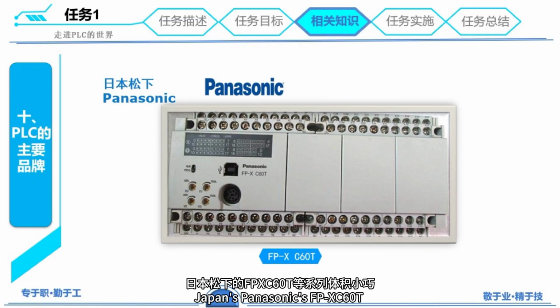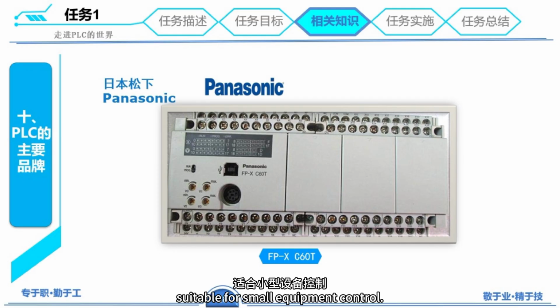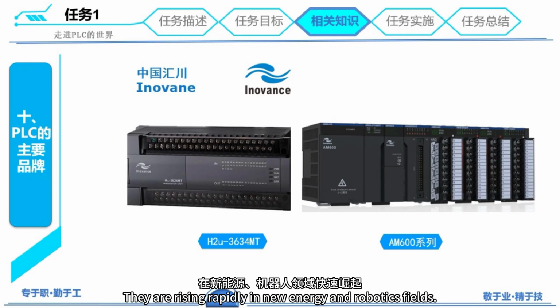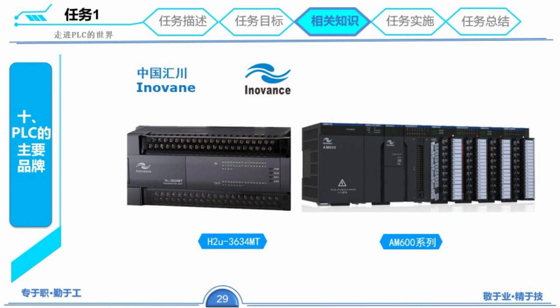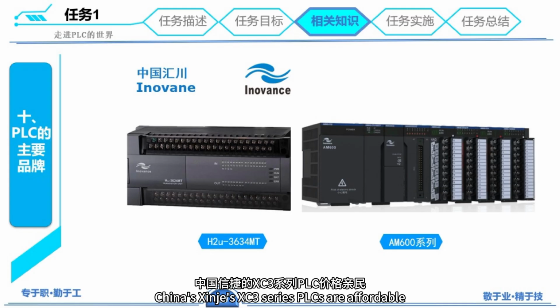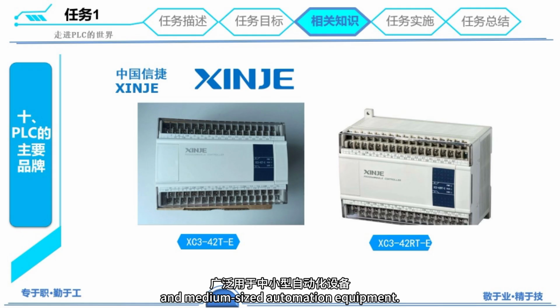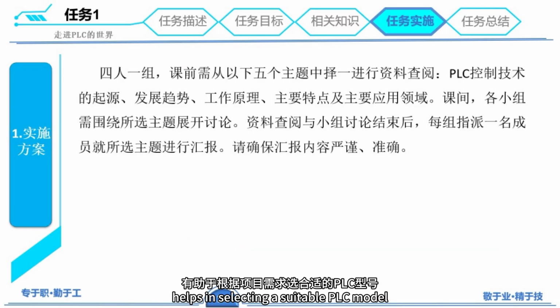Japan's Panasonic's FPX C60 tons and other series are compact in size, suitable for small equipment control. China's Inovance's H2U Small Series and M600 Medium Series PLCs have a high localization rate. They are rising rapidly in new energy and robotics fields. China's Xinji's XC3 series PLCs are affordable and easy to use. They are widely used in small and medium-sized automation equipment. In summary, understanding the characteristics of different brands helps in selecting a suitable PLC model based on project requirements.